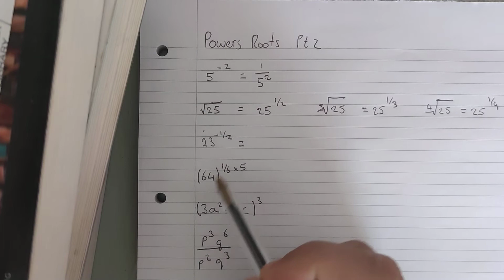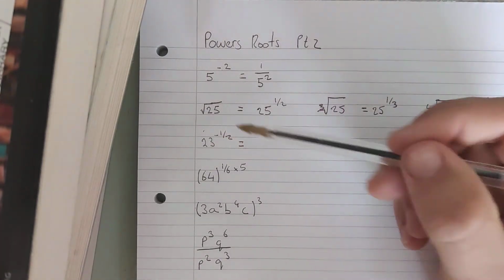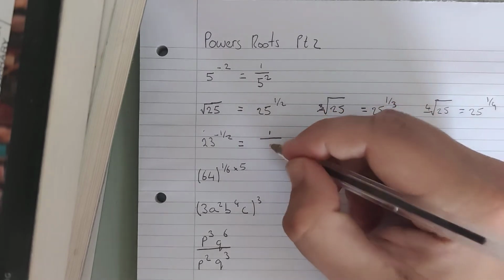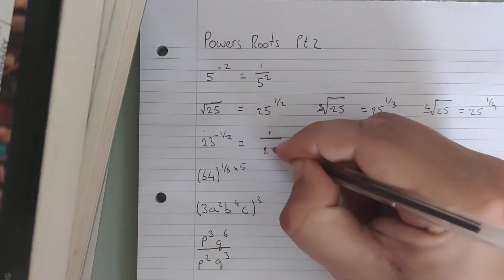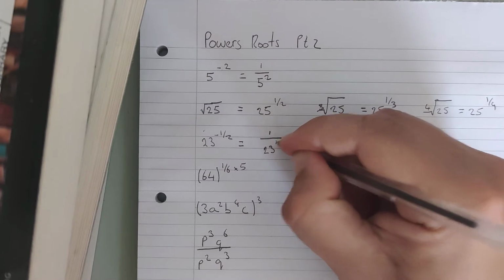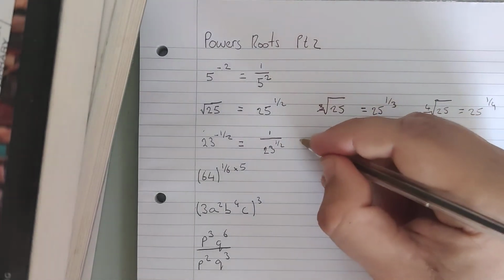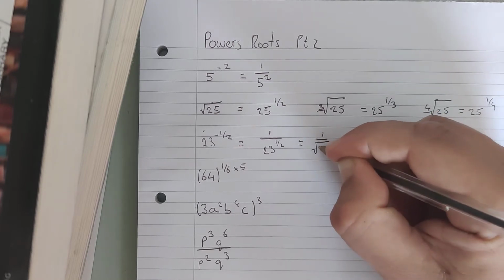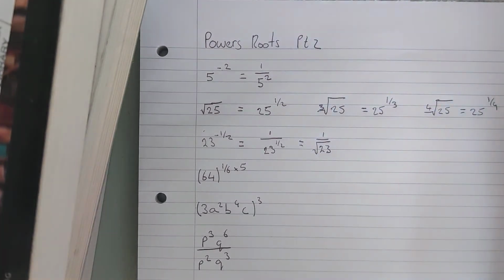23 to the power of negative half, that's just a combination of these two. So we know it's 1 over 23 to the power of a half. But we know that half can just be rewritten as a square root. Just like that.